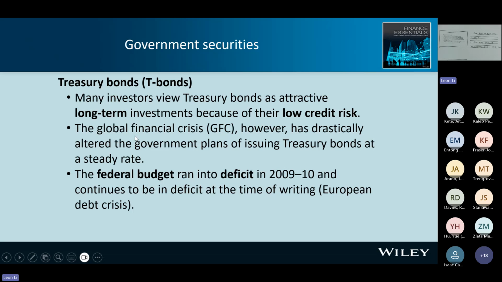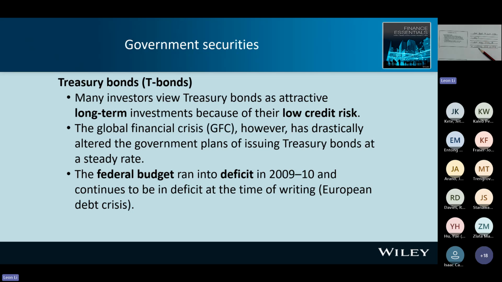However, we know government might face a problem. The global financial crisis, GFC, has drastically altered the government plan of issuing treasury bonds at a steady rate. The reason is the federal budget went into deficit. For example, here the European debt crisis. Government can print the money, however, we think they might borrow too much money. I think now in the market we are concerned about the U.S. government. The U.S. government borrows a lot of money. So there's a question. But theoretically, government bond has a lower credit risk.